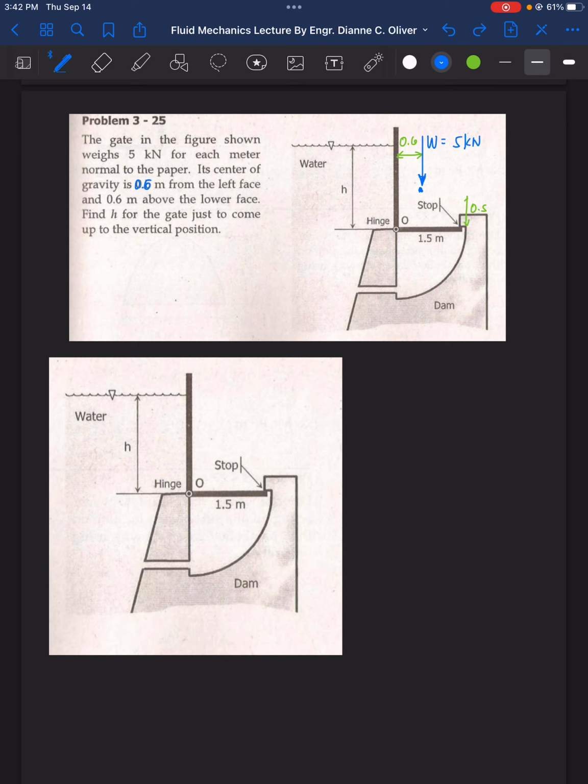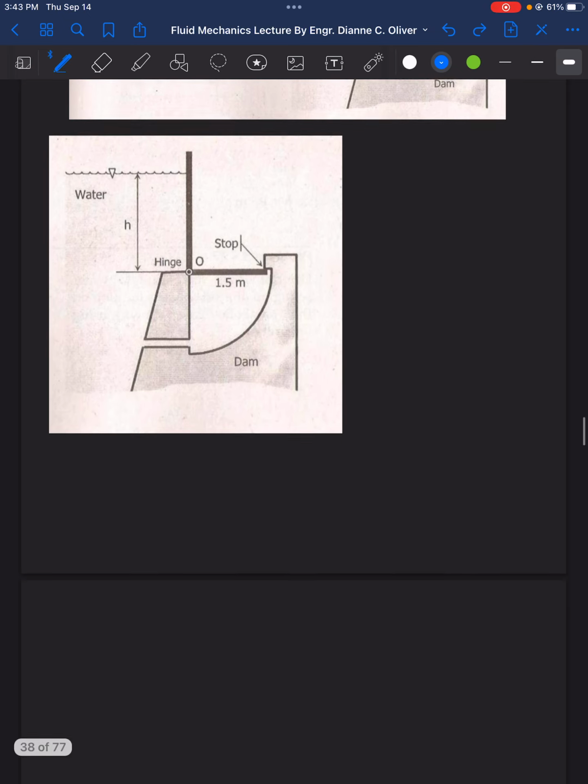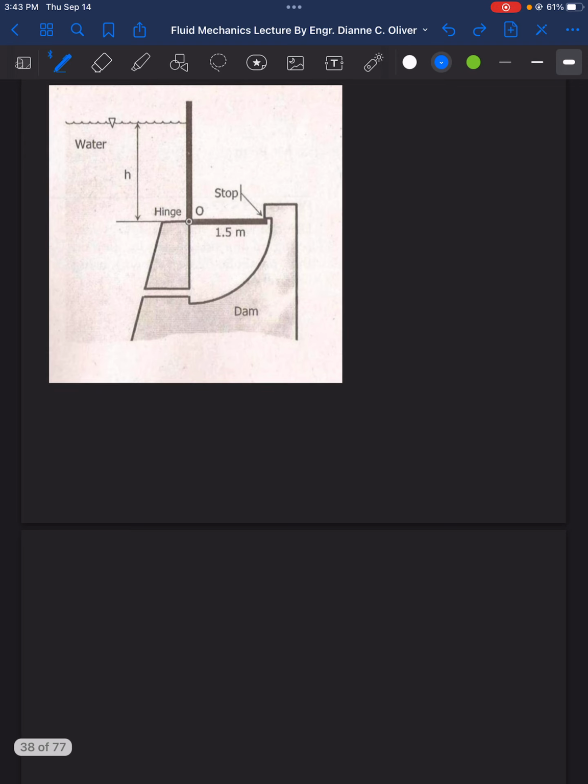And what is the situation that it wants to come up with the H? It says there, find H for this gate just to come up to the vertical position. So the height of water enough for this gate to just stand erect like that. So what is the mechanism of this gate? So let's go to this bigger picture.